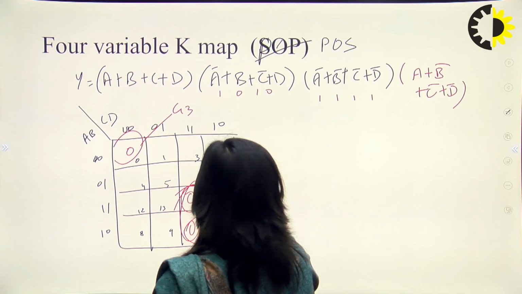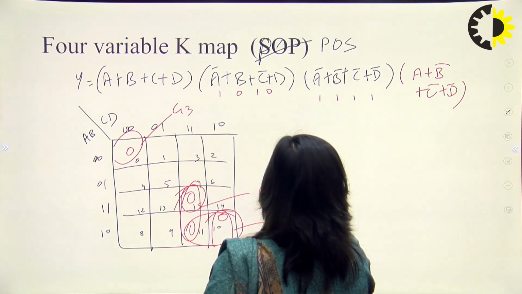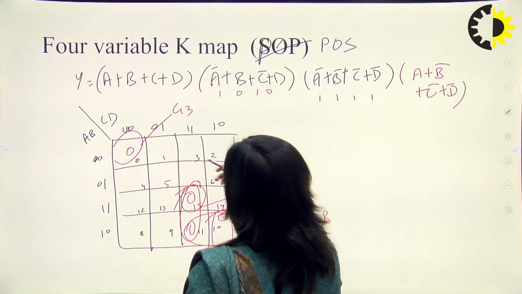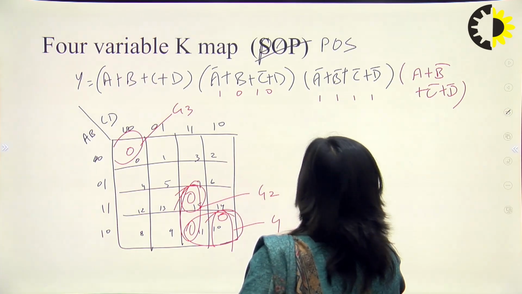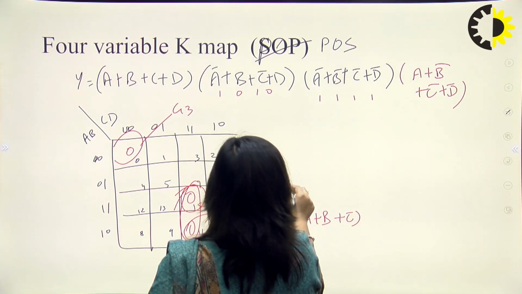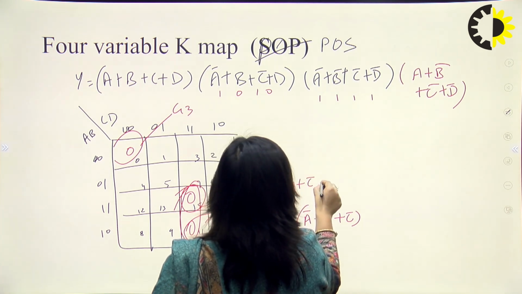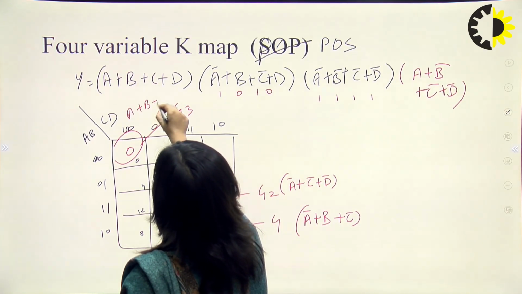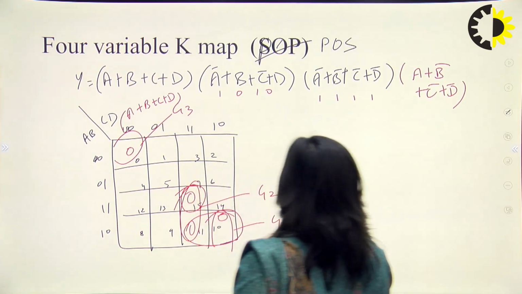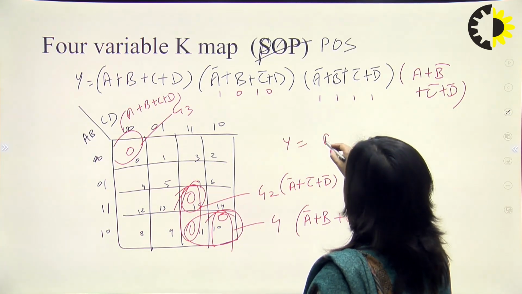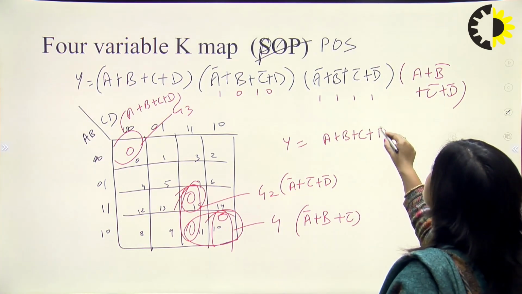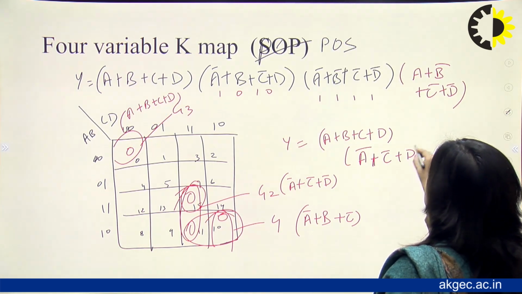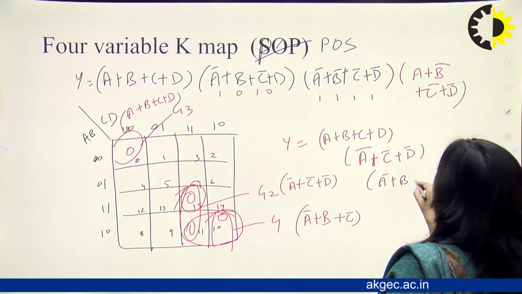So this G1 will be equal to 1, 0, that is A bar plus B, and from the column we can find plus C bar. And for G2 we can write A bar and then C bar, D bar. And for this we can write A plus B plus C plus D. So final answer will be the multiplication of all these: A plus B plus C plus D, and after that A bar plus C bar plus D bar, and then A bar plus B plus C bar.